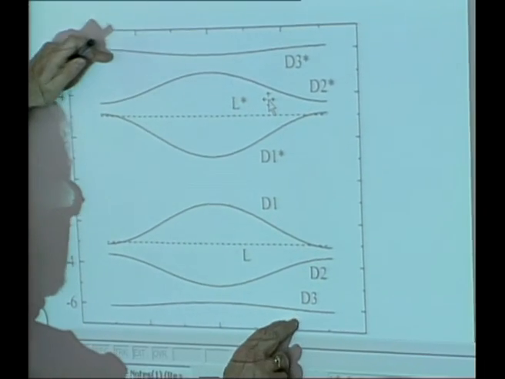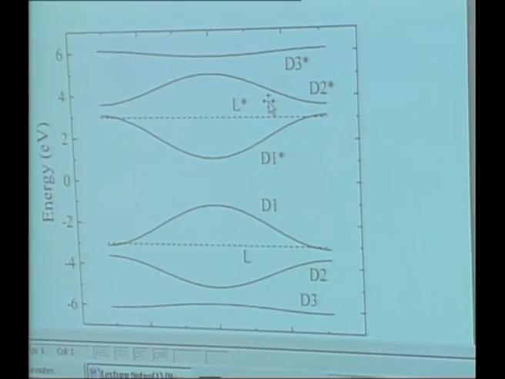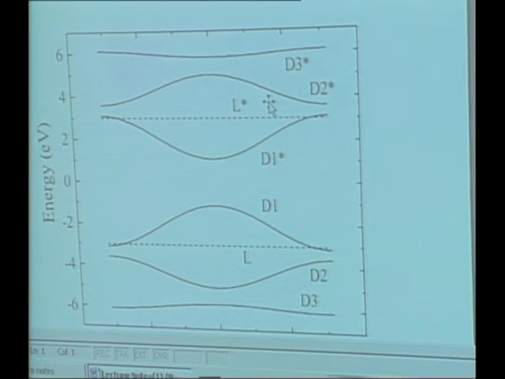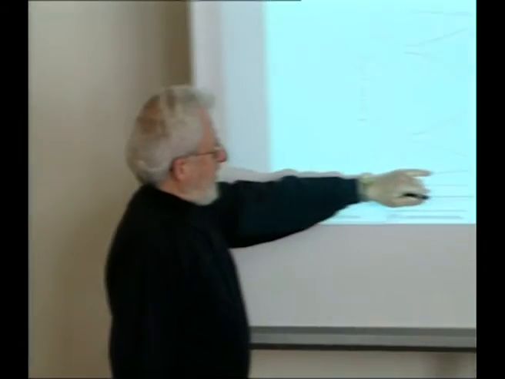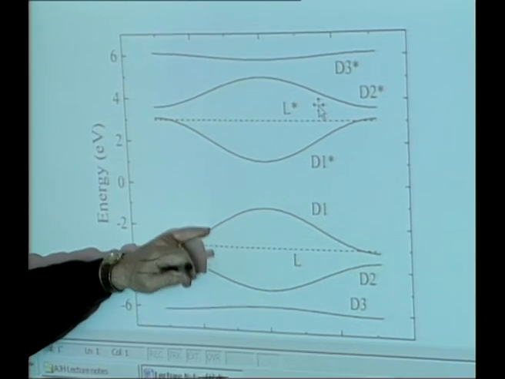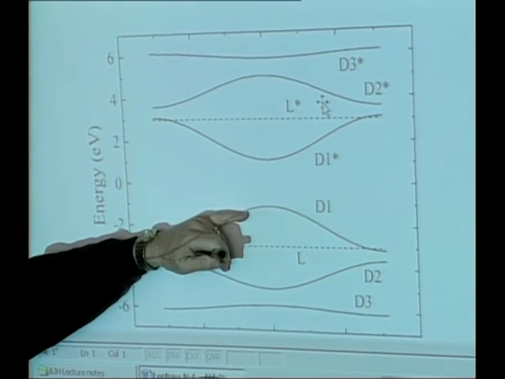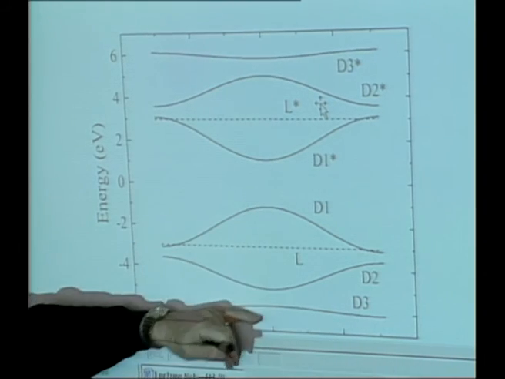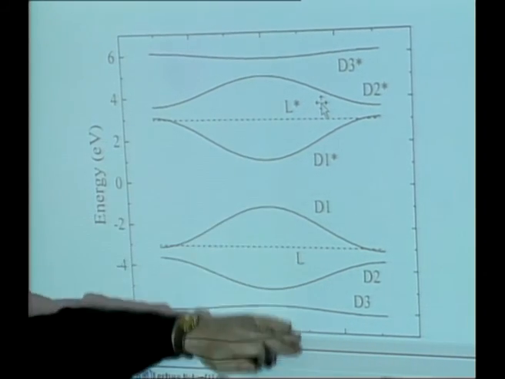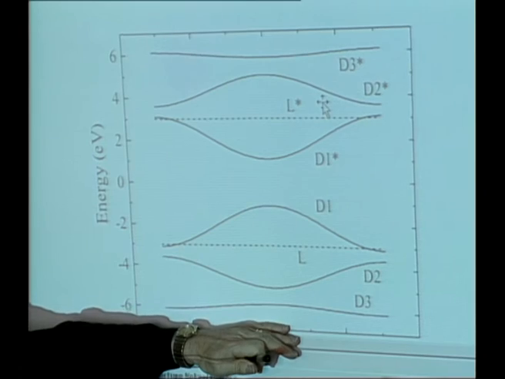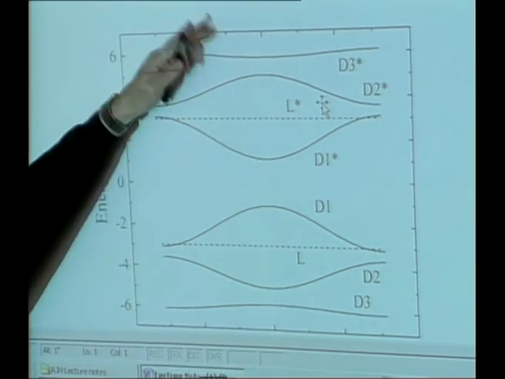These two bands here are flat, nearly flat, but not completely flat. And of course, every one of these bands can hold 2 electrons, spin up and spin down. So there are 2 electrons here, 4, 6, 8. So all 8 electrons are accommodated in these 4 bands. So these are the pi bands, now four of them. These are the pi star bands.